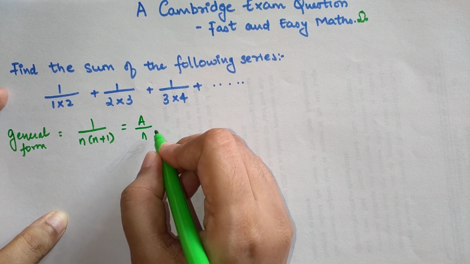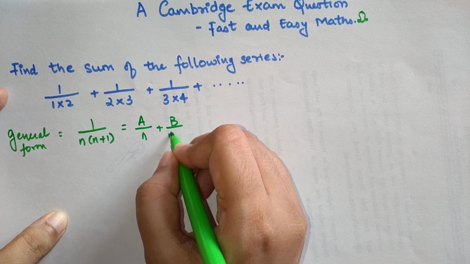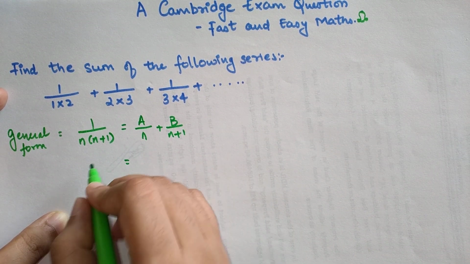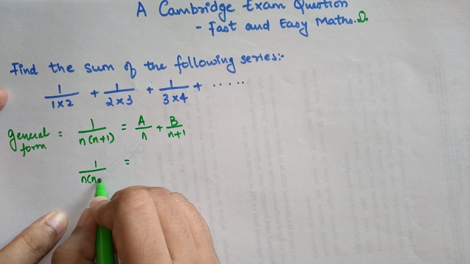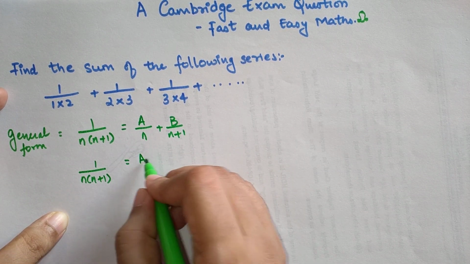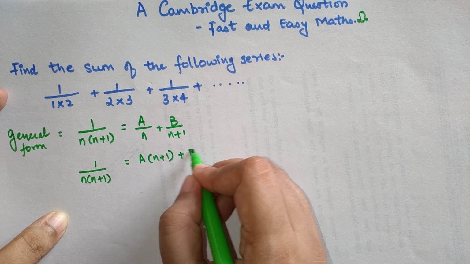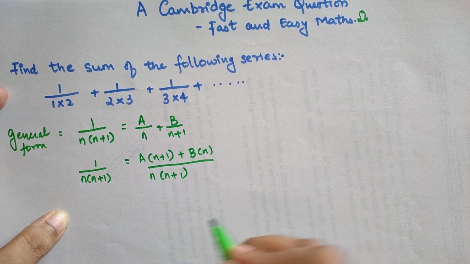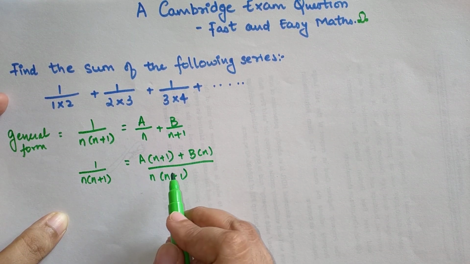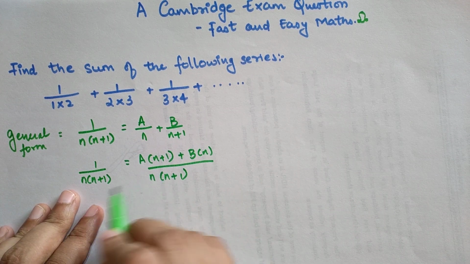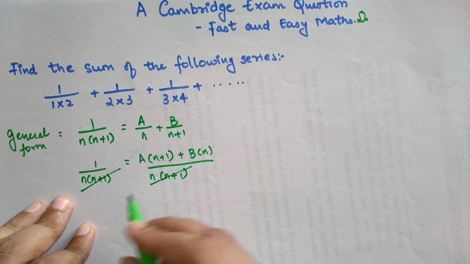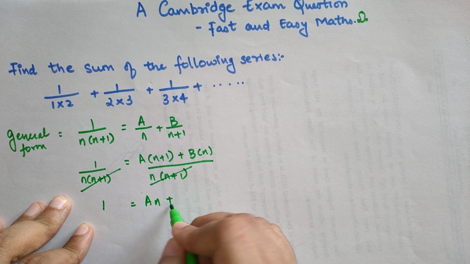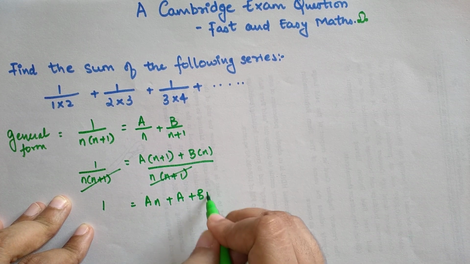So I can write this as nothing but A upon n plus B upon n plus 1. Now I can solve this further by taking LCM. I'll continue writing my LHS as it is. So here A gets multiplied by n plus 1 and B just gets multiplied by n, and my LCM is n into n plus 1. Both sides of the equation have the same denominator, so I can directly cancel it. I can now say 1 is equal to, opening the brackets, A into n plus A into 1 gets you just A, plus B into n.